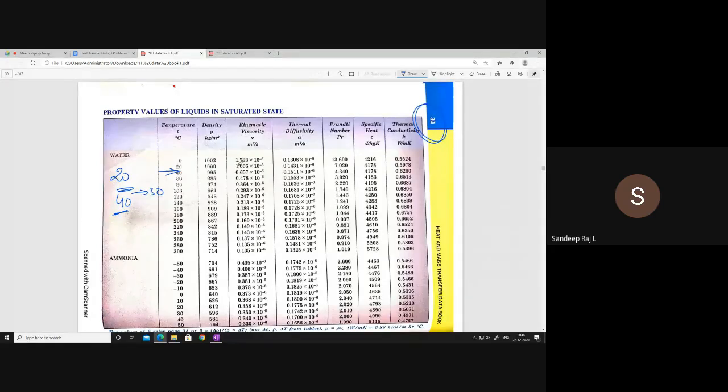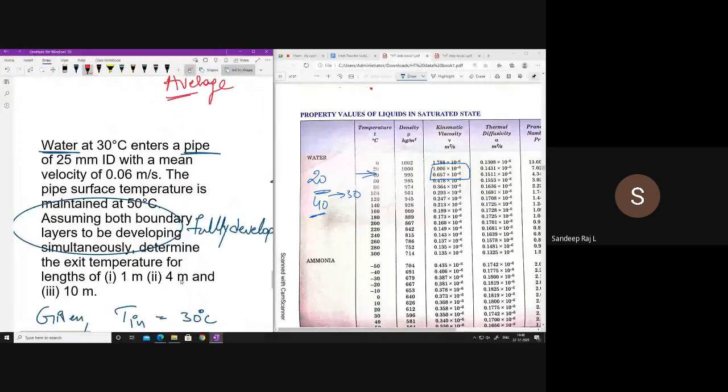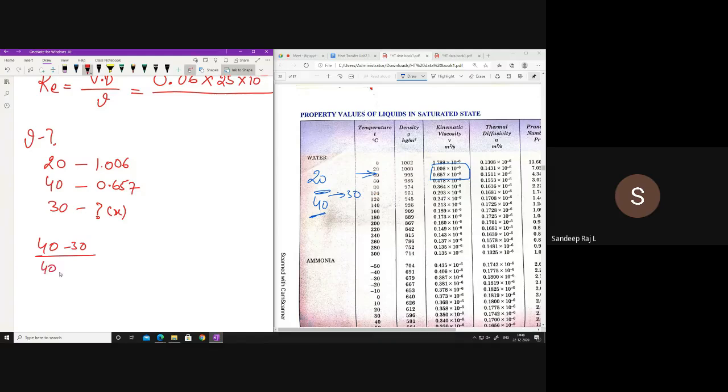So what you need here is nu. This one, that is the average of these two you have to take. So tell me what is the nu value. Nu from the data book, at 20 it is 1.006, at 40 it is 0.657, and we need it for 30. You can follow the regular method, or you can follow the average method also in this special case.